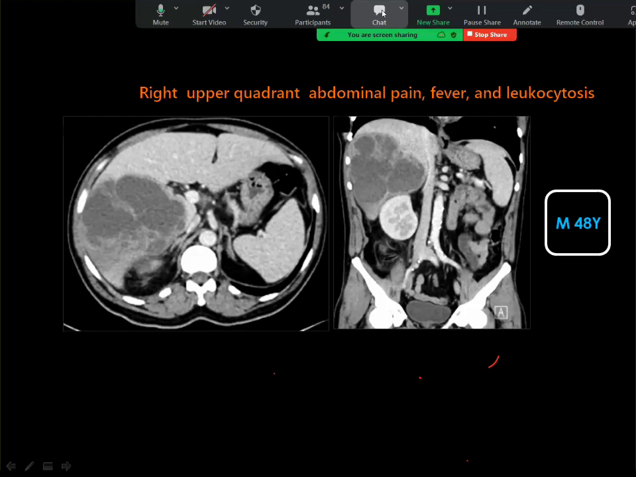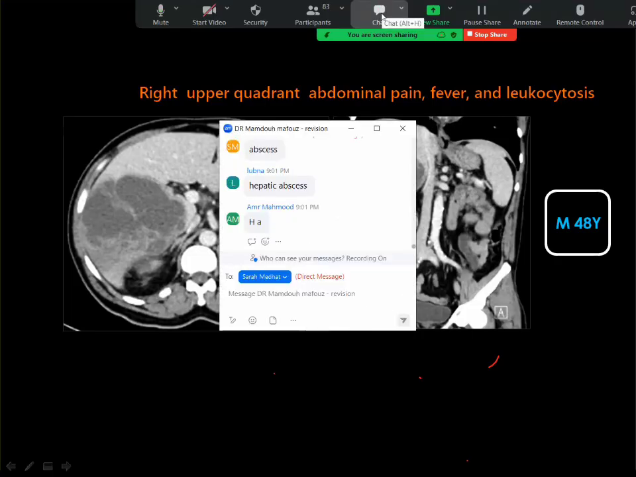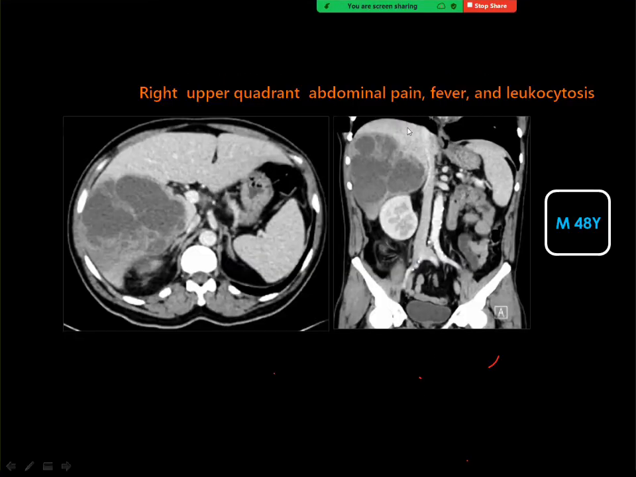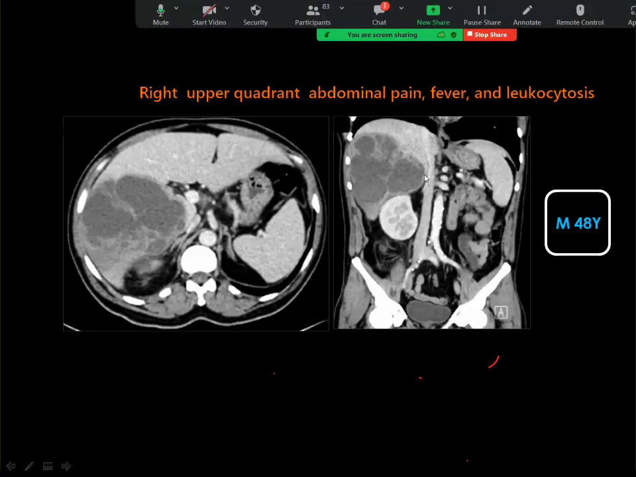48 years old with upper quadrant pain, fever, and leukocytosis. Hepatic abscess, yes, and this is hepatic abscess because of the history and because of the appearance of the lesion. You got multilocular abscess with thick enhancing wall, and if you look carefully, you can see edematous changes around the abscess itself.